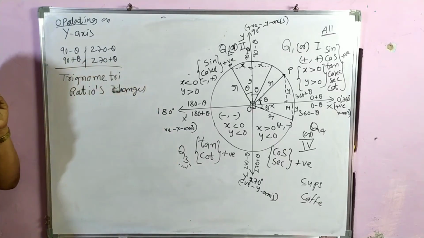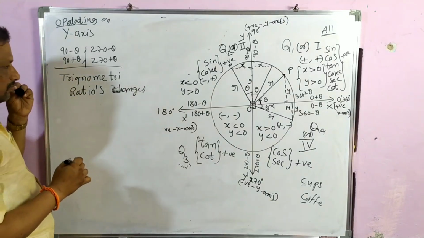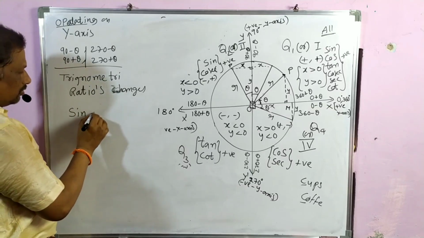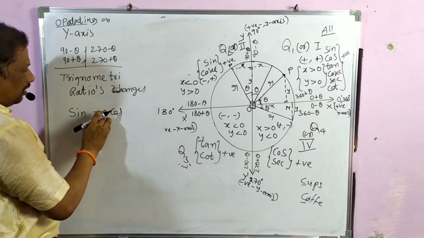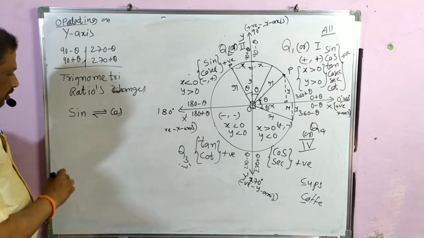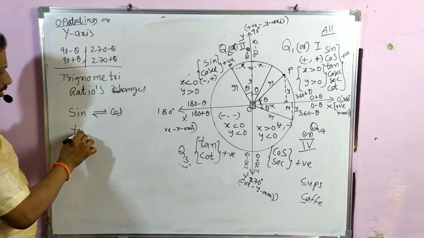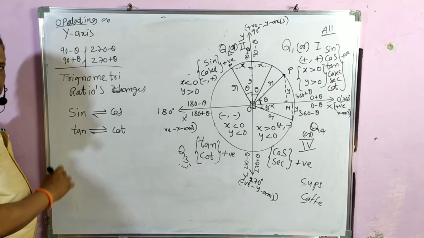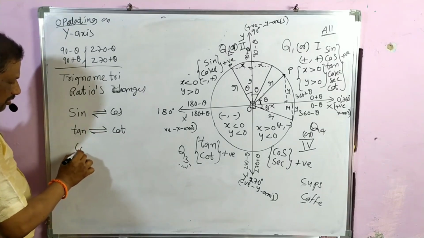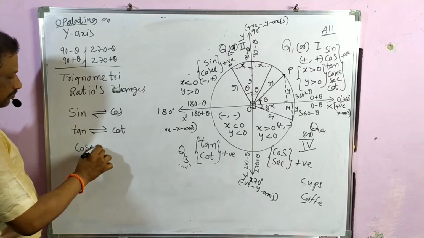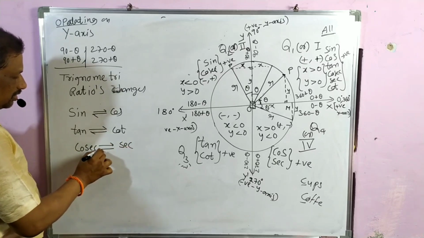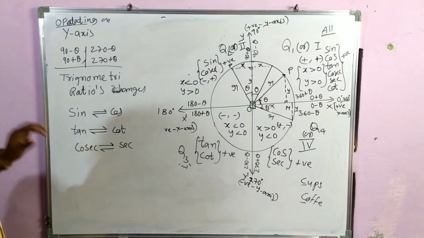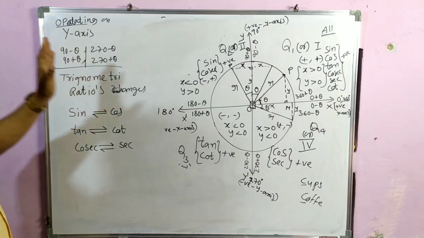So how do they change? Let us see here. Sine becomes cos, and cos becomes sine, and also tan becomes cot, and cot becomes tan. Similarly, cosecant becomes secant, secant becomes cosecant. So ratios change when you operate the trigonometric ratios on y-axis.